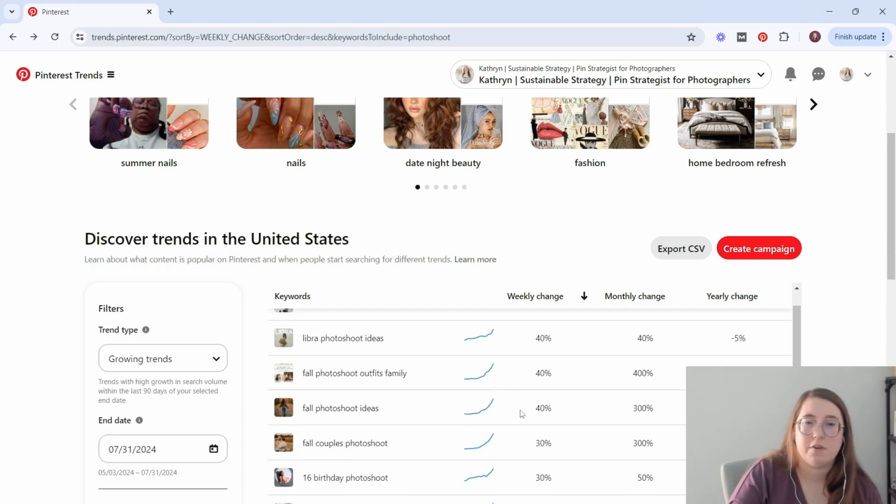Okay, so fall photo shoot ideas, fall couples photo shoot, all of that is trending right now. I will say that this will stop trending soon, and it does take a little bit of time to rank on Pinterest.